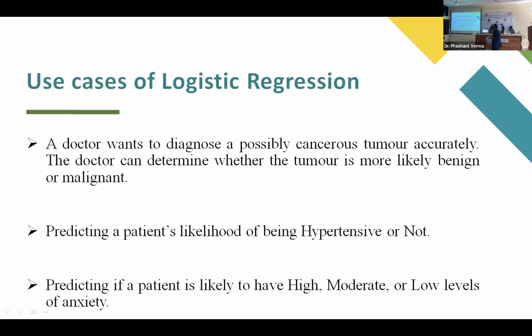Now there are some use cases for logistic regression here. I think this is the same example that we were talking about. A doctor wants to identify whether a person or patient is probable to have malignancy or not. Malignancy means there's a kind of cells. One belongs to malignancy, and the second is benign cells. Benign cells means non-cancerous, and malignant means cancerous cells. So this is a binary kind of problem. We can do it with logistic regression. We can make a model for this. The second one is predicting a patient's likelihood of being hypertensive or not.